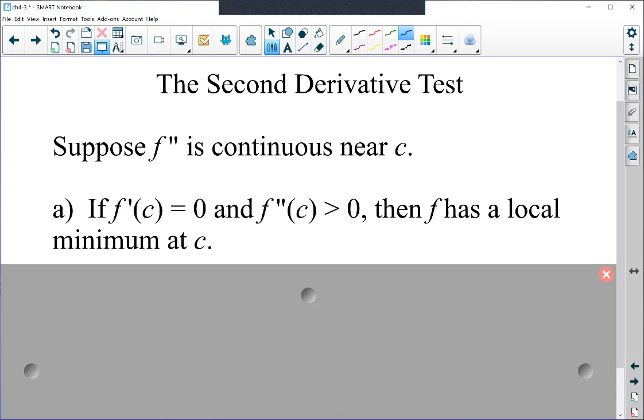I always mess this one up because I always think if it's positive, it should be a maximum, but because it's talking about concavity, it's a minimum. Probably shouldn't have said that. Now I'll probably mess you guys up.